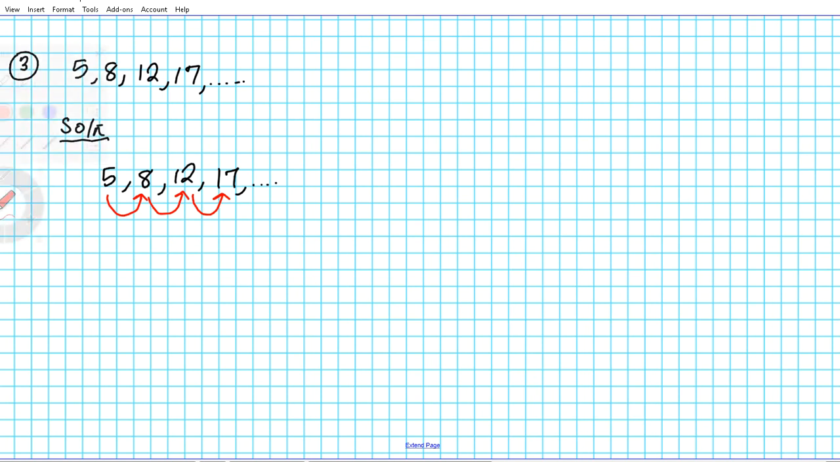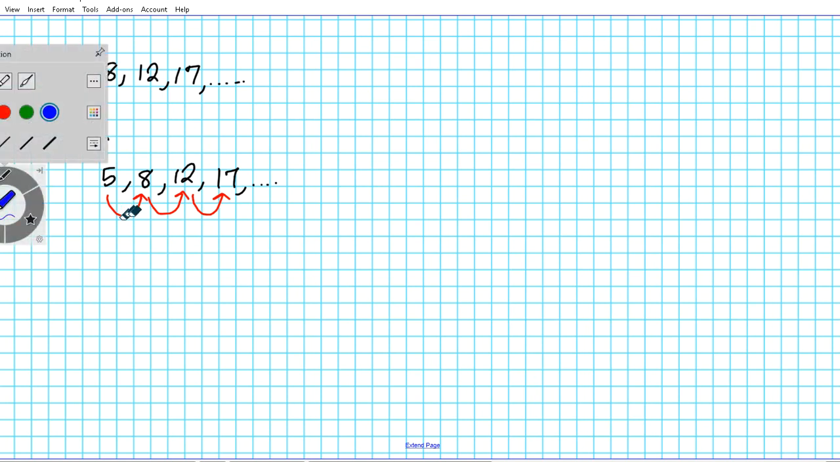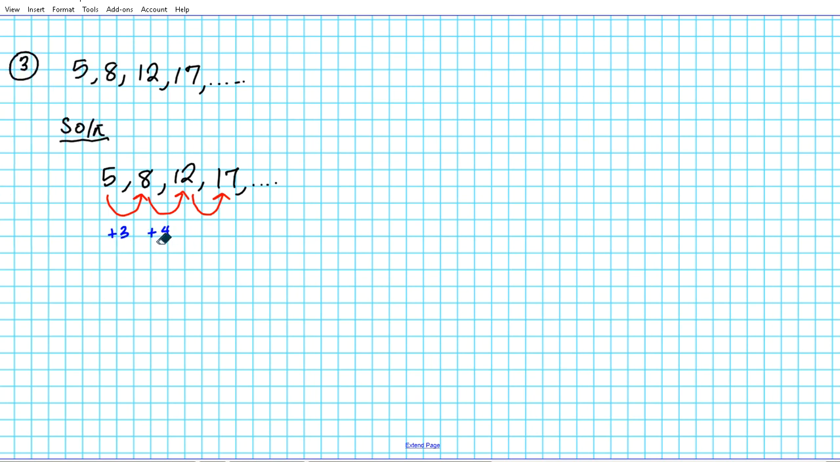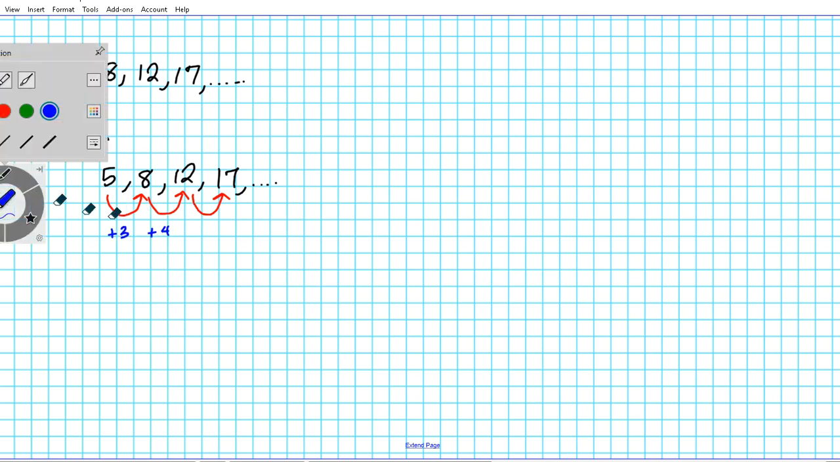Okay, when we subtract any two consecutive terms, what do we notice happening? From 5 to 8, that's an increase of 3, plus 3. From 8 to 12, that's an increase of 4. Uh-oh, we have a problem. The common differences are not the same. So this automatically shows us that this is not an arithmetic sequence because the common difference must be the same every single time. Okay? And then from 12 to 17 is a common difference of 5.